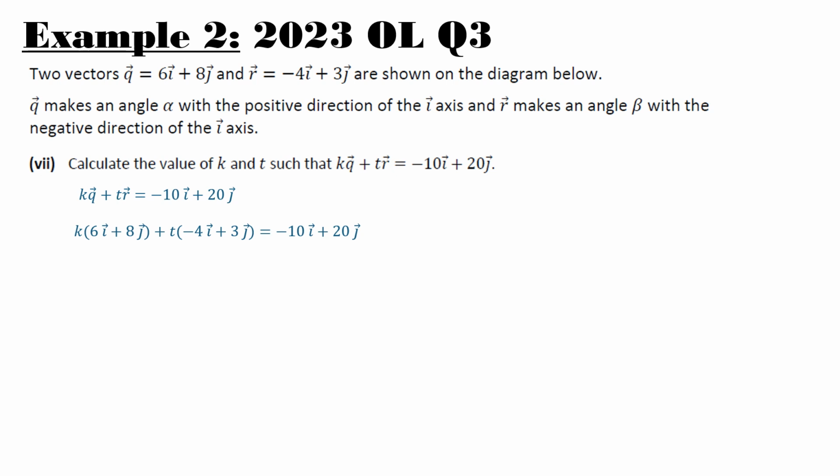So what we're going to do is multiply it out. i and j will always be last. So k by 6i is going to give me 6ki. k by 8j is going to be 8kj, and so on. So it's going to look like this.